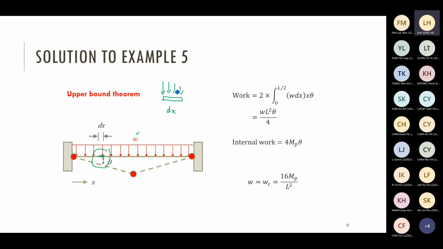For a small segment under UDL W, you may convert this force to an equivalent concentrated force. The equivalent concentrated force is equal to W times dx. W times dx is the total force along this small element. Okay? Then what is the displacement? What is the displacement over here for this small element? Maybe I call this delta again.